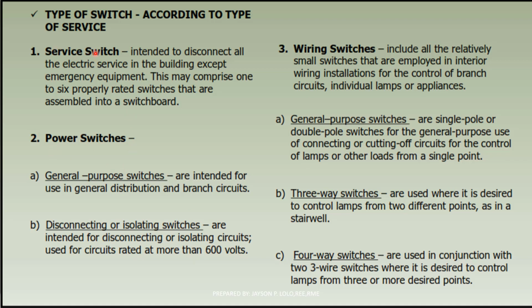The next one is the service switches. But in the industry, the service switch is the main switch. That's what we refer to as the main switch. Now, the power switch is what we refer to as the panel board or circuit breakers. The wiring switch, this is what we discussed earlier, or the general purpose switch, the single pole or double pole. The three-way switch is a different kind of wiring. And the four-way switch is also under the different wiring of lighting.